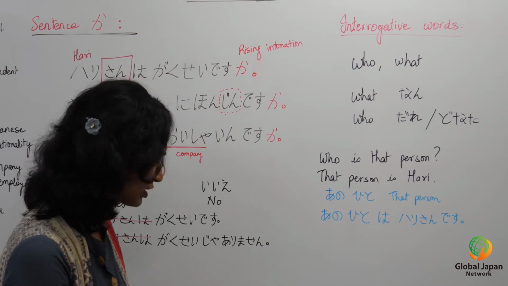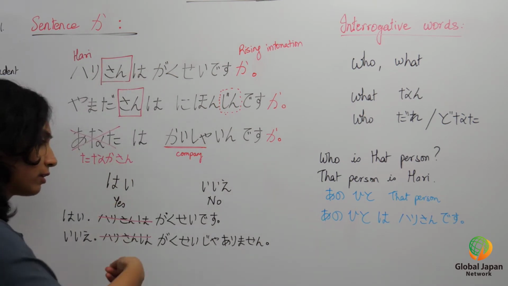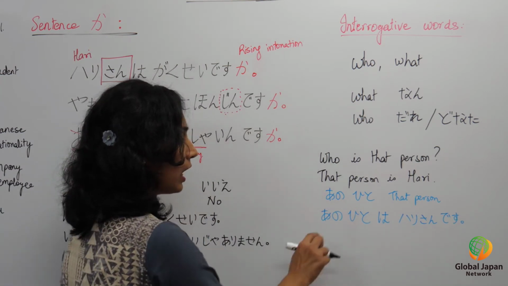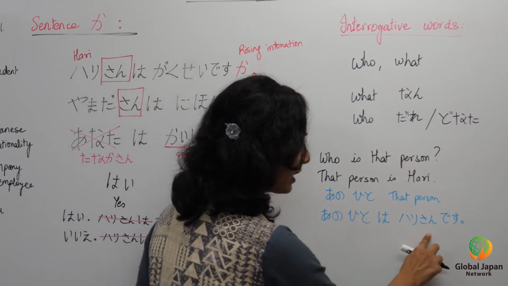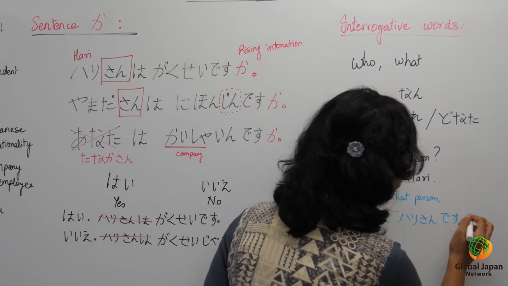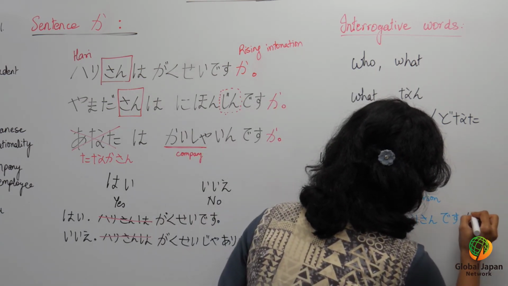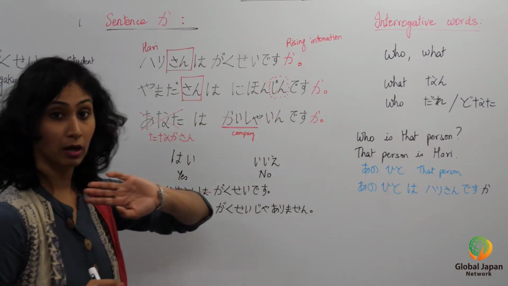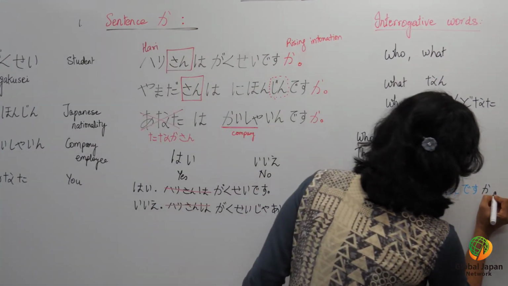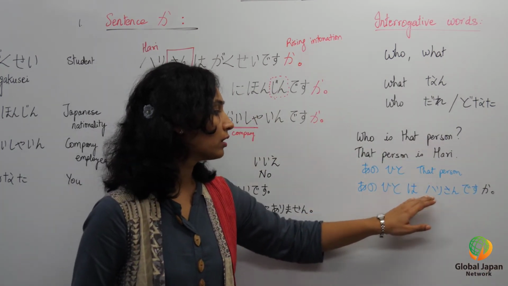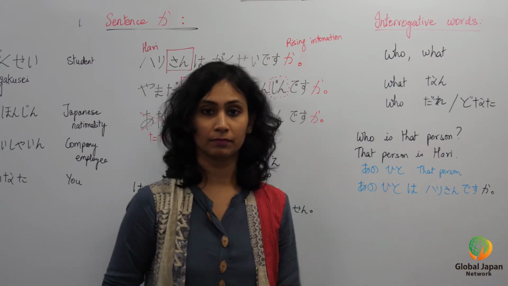Step by step we'll go. There's no hurry to get the question right in the first single attempt. We are just learning here. Ano hito wa Hari-san desu. To make it into a question, first thing we do is add the question particle ka. And you need not put a question mark. You can just end it with the maru. Ano hito wa Hari-san desu ka.